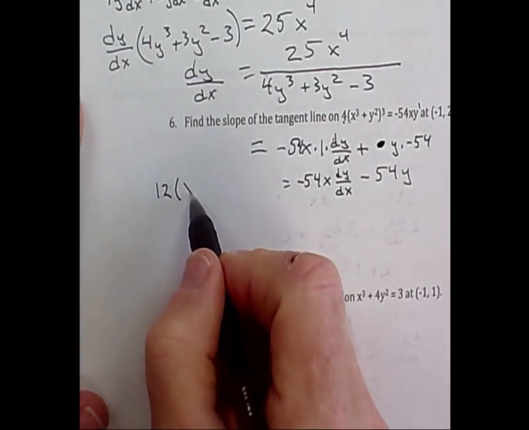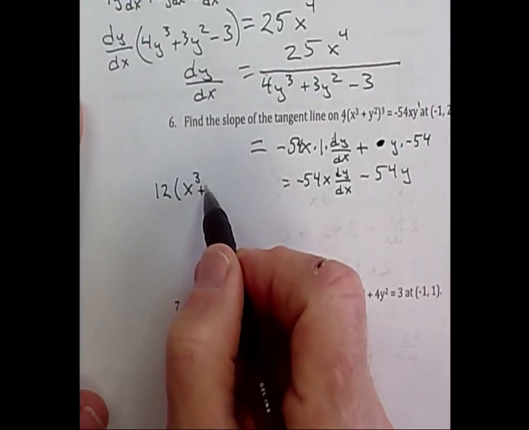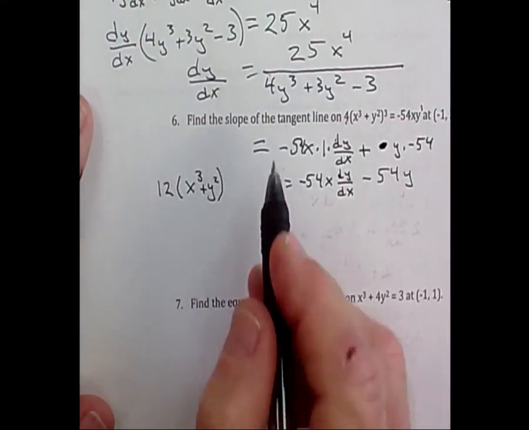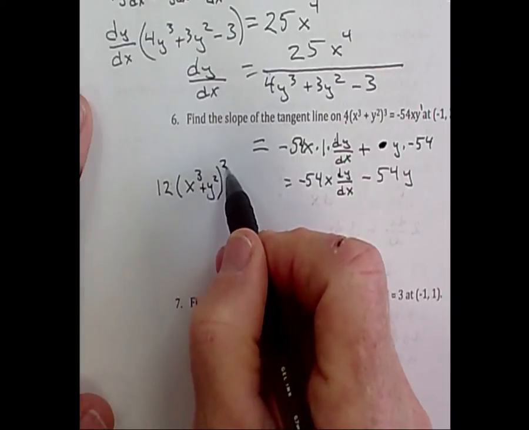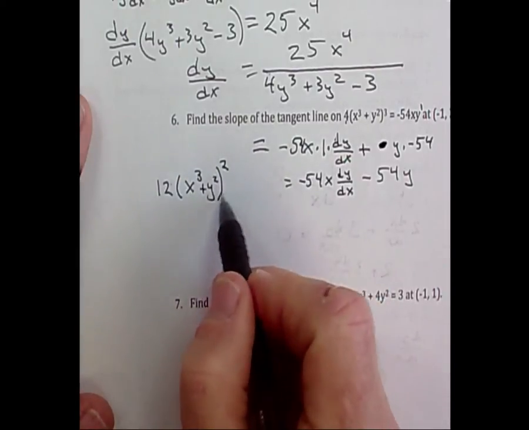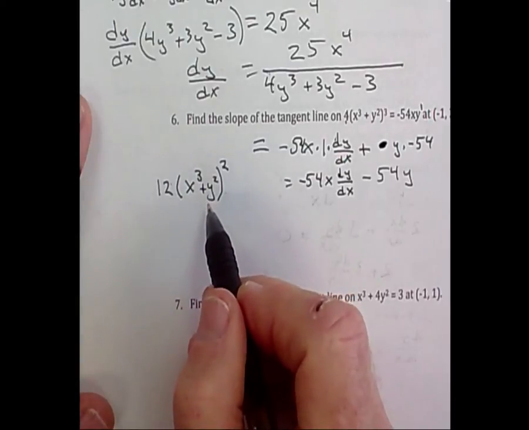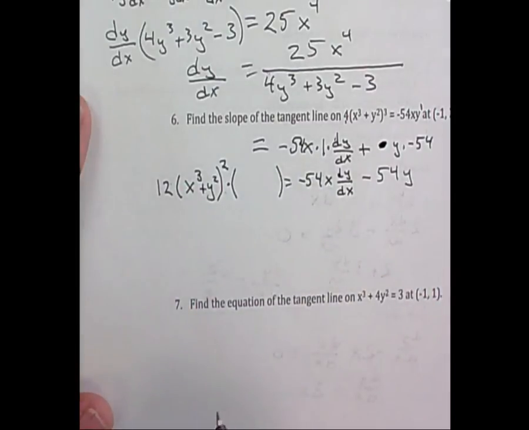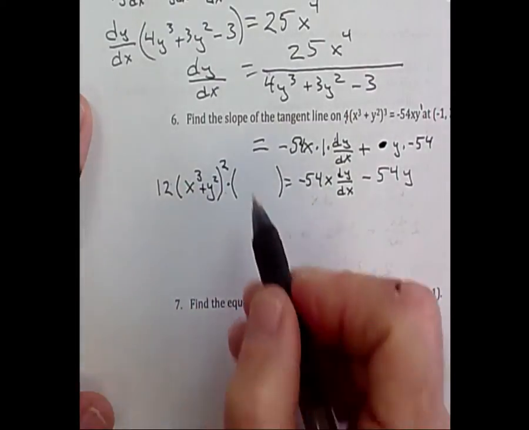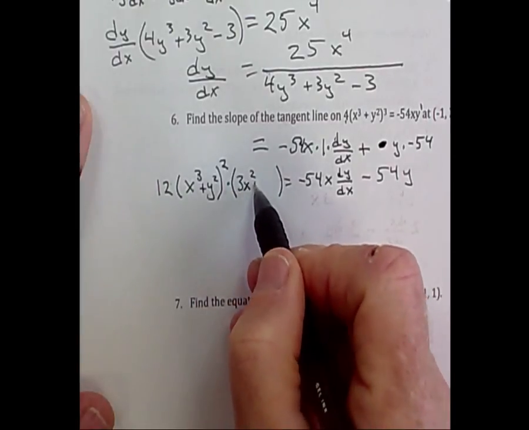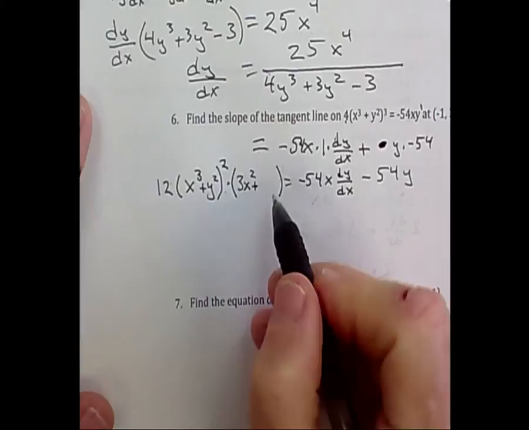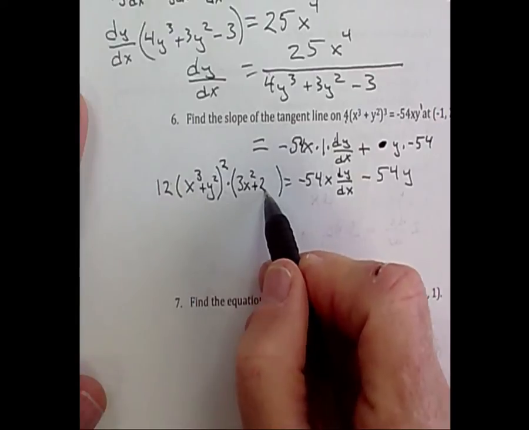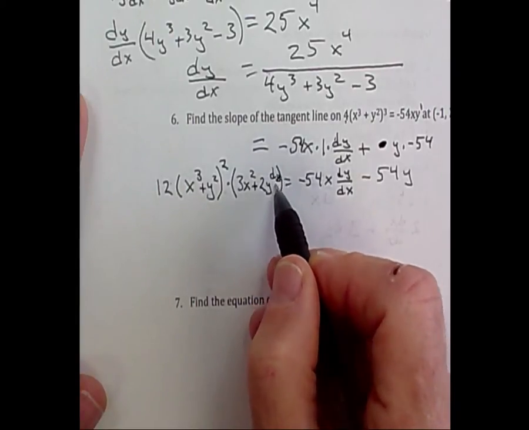12 times, and then this stuff in here stays the same. And then the power is going to be reduced by 1, correct? And this is going to be what? Squared. Now we've got to come in here and take the derivative. It's going to be parentheses because there are going to be 2 things in there. 3x squared, perfect, plus 2y dy dx. Perfect.